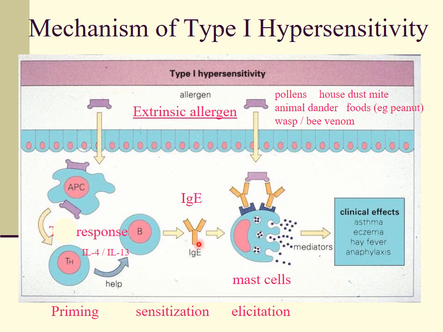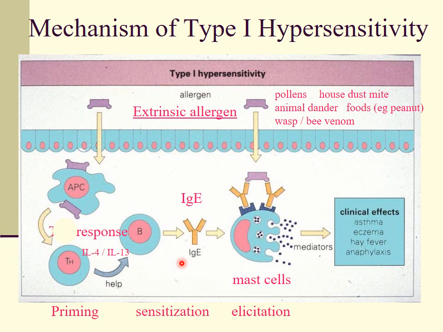And this IgE antibody has affinity for mast cells or basophils and they fix by their Fc portions to these cells. Up till now, this stage is known as sensitization. It was primed when the helper T cells came and activated the B cell, and when IgE was released and attached to the mast cell, it is known as sensitization.